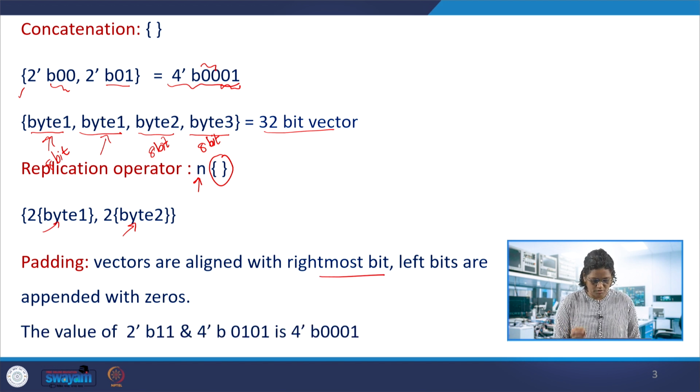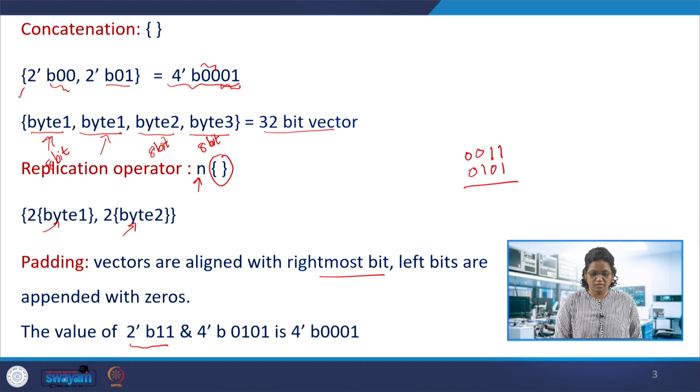So the leftmost bit will be taken as 0 0. So the value of the 2-bit binary is 1 1. For example, this is the first number given here, and then the 4-bit 0 1 0 1 is the second one. So the two are not of equal size, so it appends 0 0 in front of 1 1.